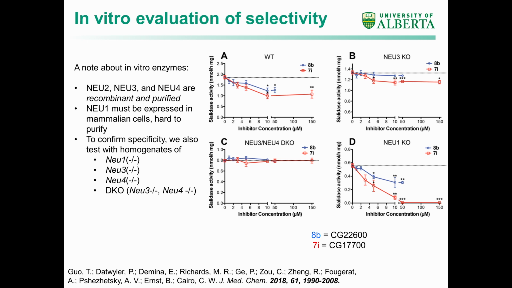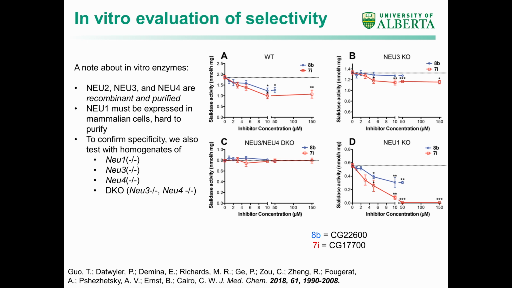And then to make sure that we're not misled by this NEU1 assay, because it can have other activities, we also go back and we confirm everything in homogenates of mouse tissue that we get from mutant animals. So we have a long-term collaboration with Alexei Pshezhetsky's group at Montreal, and they have made these mutant animals that are NEU1, NEU3, or NEU4 knockouts, and also double knockouts.